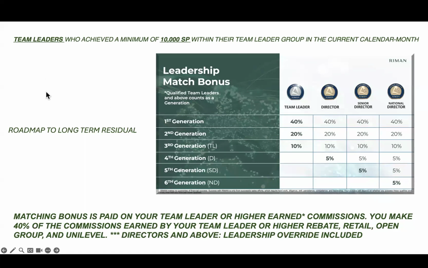So this is what's going to create the long-term residual. What you're really getting paid on is 40%. I'm going to go off the first generation, right? So 40% is earned off of the rebate, the retail, the open group sales, and the uni level part, that portion that gets commissioned out. Of your team leader, you're going to make 40% off of that. So what this really is saying is, when you create another team leader in your business, right?